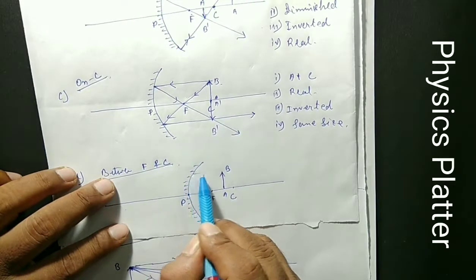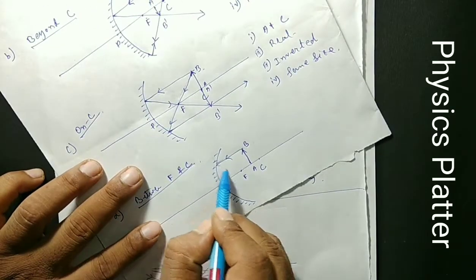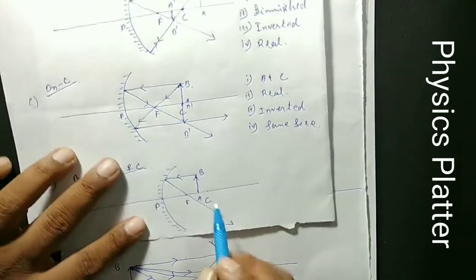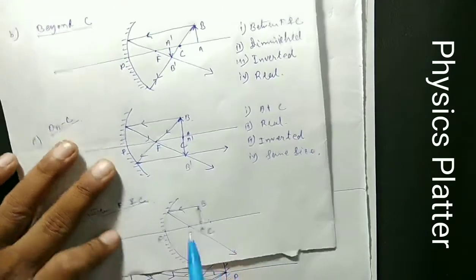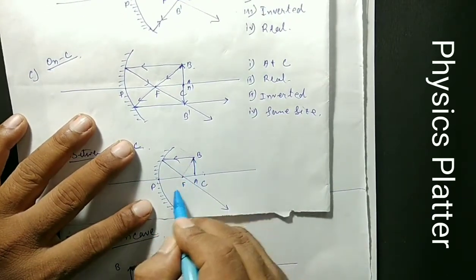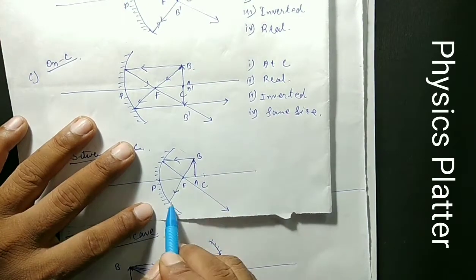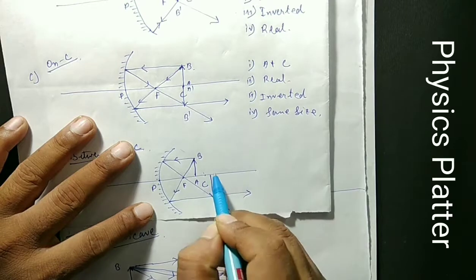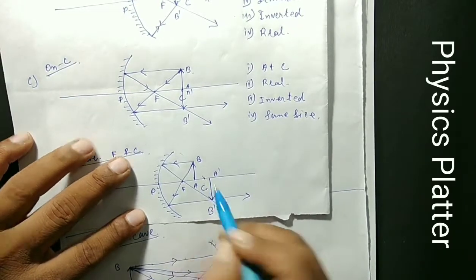Again I will draw a paraxial beam which will, after reflection, go through the focus, and then another beam which, see here also it is a little bit difficult to draw a ray which goes to the center of curvature. So again I will draw a ray which is through the focus, and then after reflection it will become a paraxial beam. So this is my A prime, B prime. The image is formed here which is beyond C.